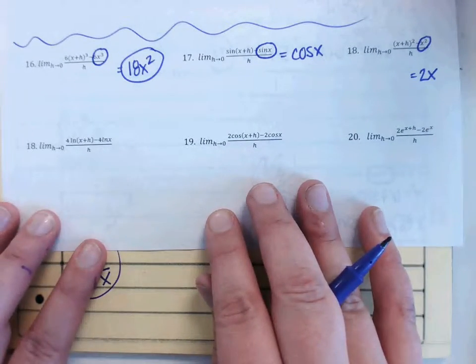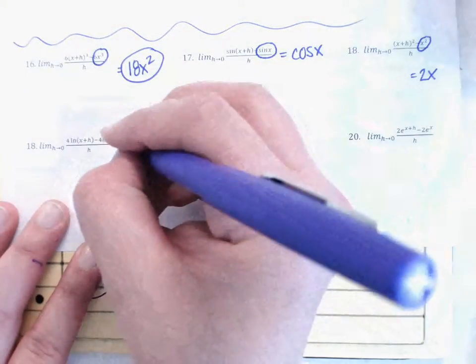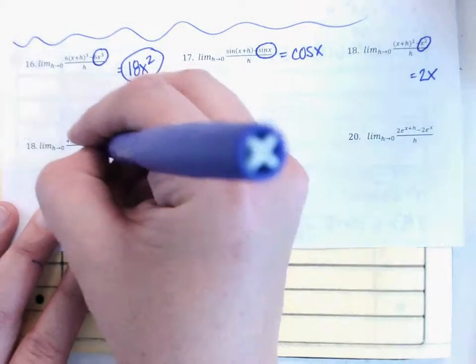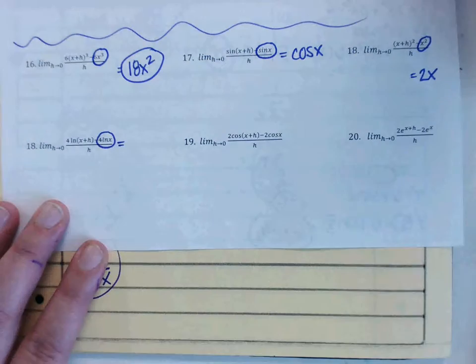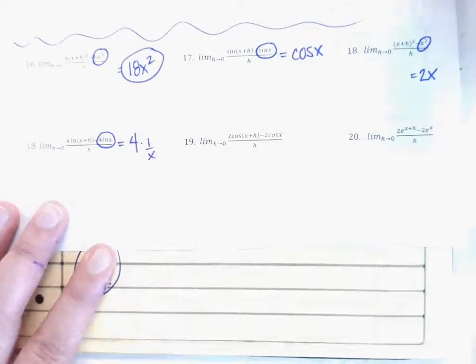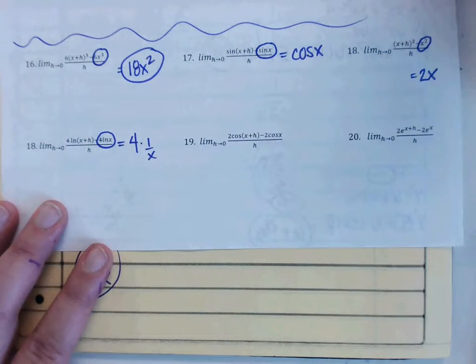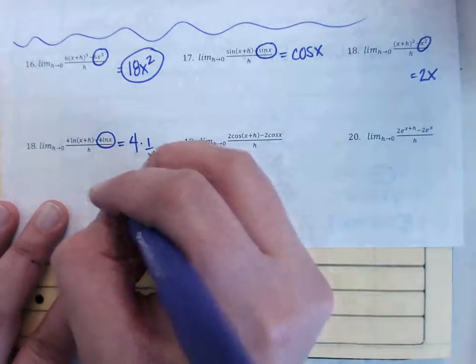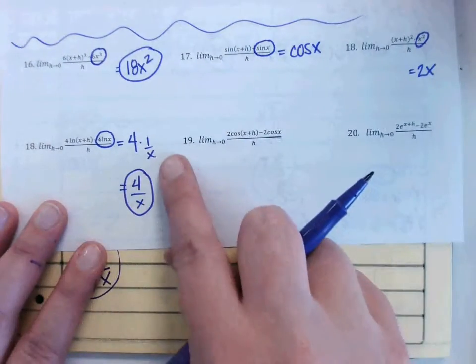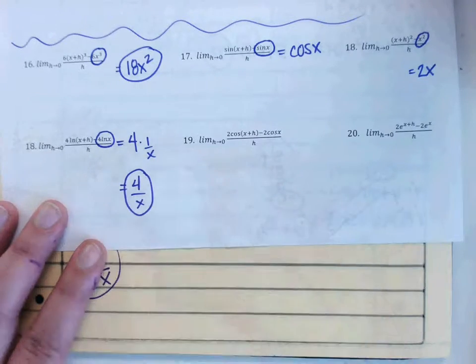Okay, go down to 18. See, I told you you'd love it. You would have taken it for granted if I hadn't made you do it the long way. Okay, 4 ln x. What's the derivative of ln x? 1 over x. Now, could I combine that into 4 over x? Sure. But the derivative of ln x is 1 over x, then you just times it by 4.